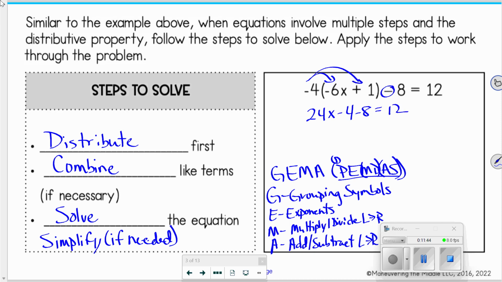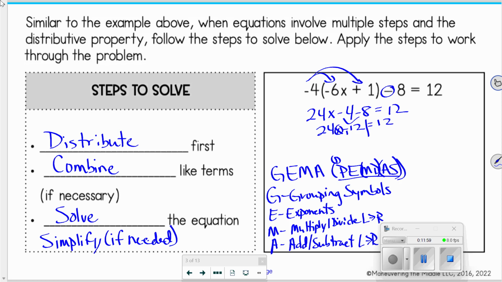I still need to combine like terms, so I have two constants in this one. So I need to rewrite 24x. Negative 4, negative 8, they're the same. That means they like each other. They add up. It's still negative 12. Now we're ready to start solving.